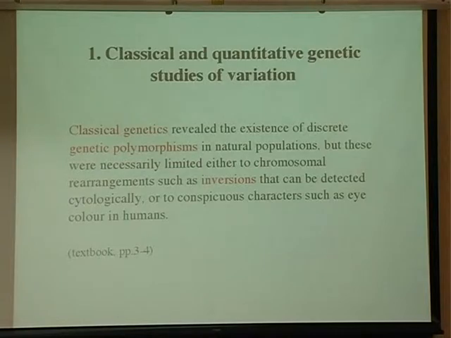So that's an example of a discrete genetic polymorphism. You have two or more rather well-defined traits which differ and they're variable in the population. Biologists have made quite a lot of use of those in studying evolutionary problems, as we'll see.